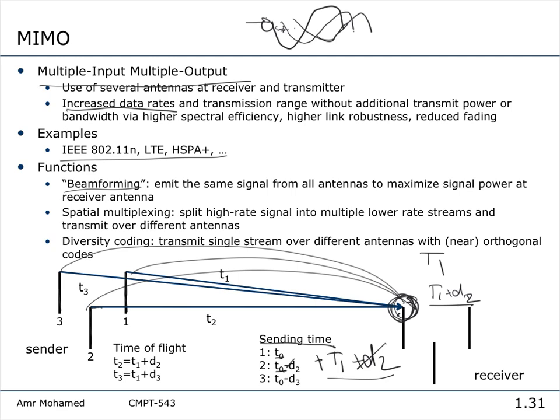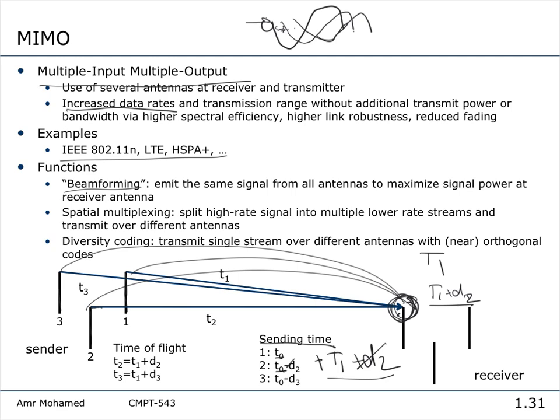Again, there is some measurement error, but we never claim that this is perfect. But is it possible? Yes, it's possible. So this is beamforming. So I'm trying to optimize the reception at a particular point or points. So I can use that for my benefit.